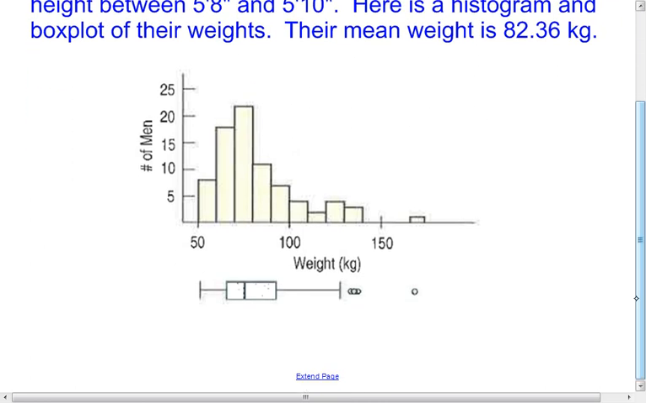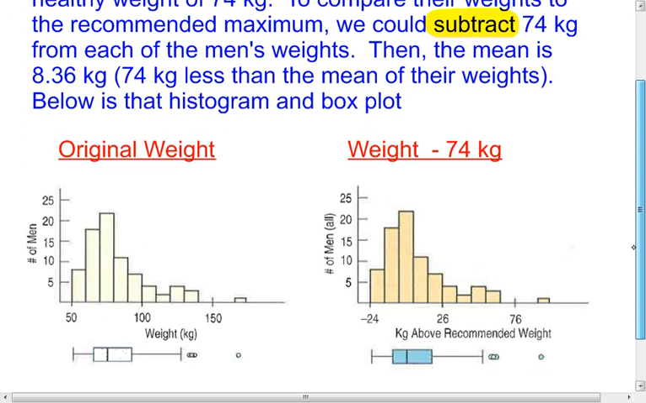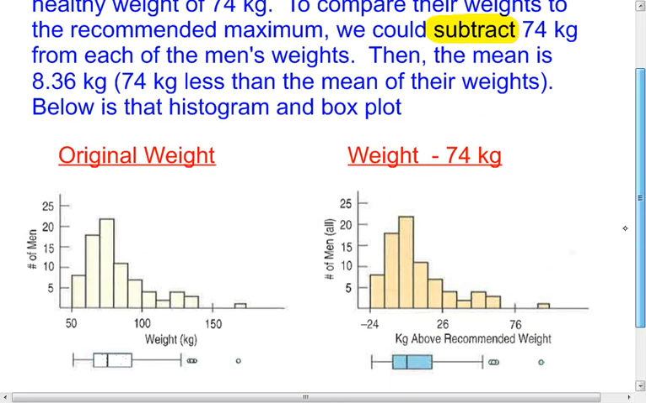So here's the original histogram and the original box plot. You can see that it's a little bit skewed right, that there are certainly lots of people on the lighter side, but there are some exceptionally heavy people on that survey. Okay, so just look at that. Their average weight was 82.36 kilograms. Just look at that and then we're going to move on. So that's what happened first.